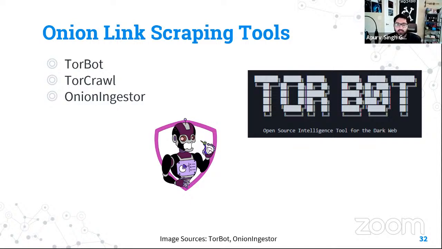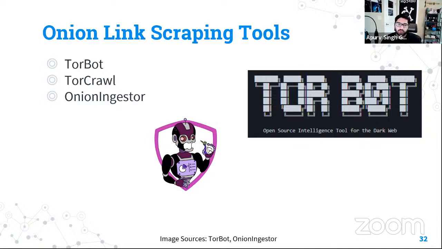Torbot, the first one: let's say you have some link dot onion, and you put that in. Just for example, say you have Facebook's onion link. You put it in Torbot. It will give you all the links that are on that Facebook first page, and also the HTML page.